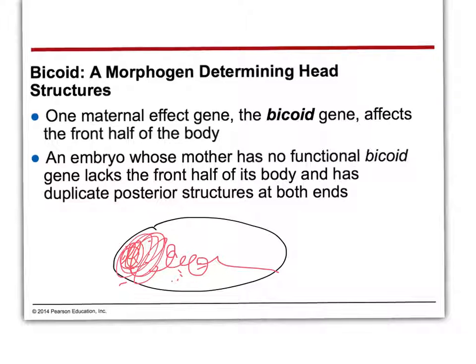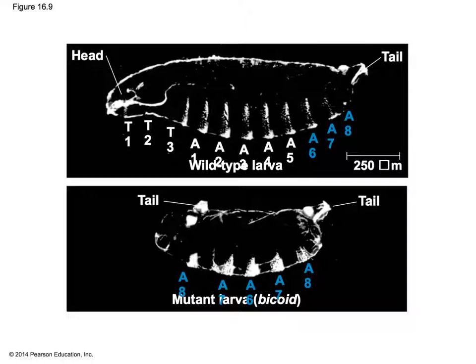An embryo whose mother has no functional bicoid, so we could shut it off in the fly. Since mom is not affecting it anymore, there's no more front half of the body. It actually loses its function, and it's actually due in two sections.